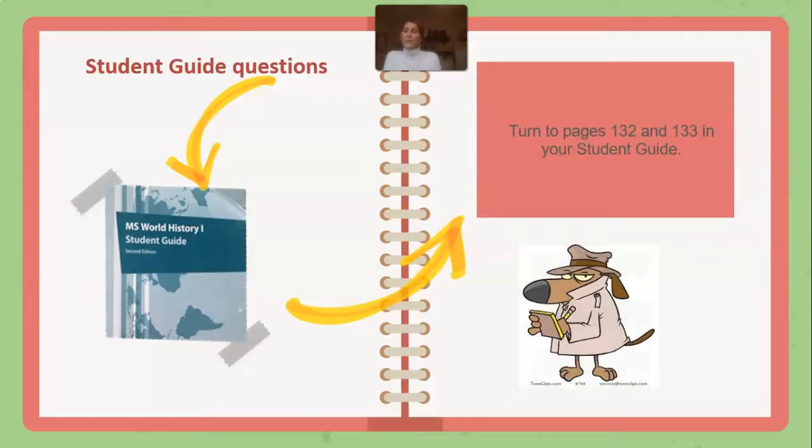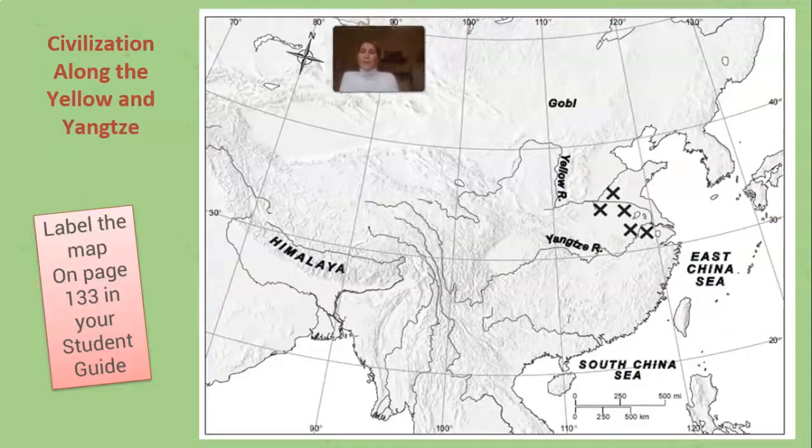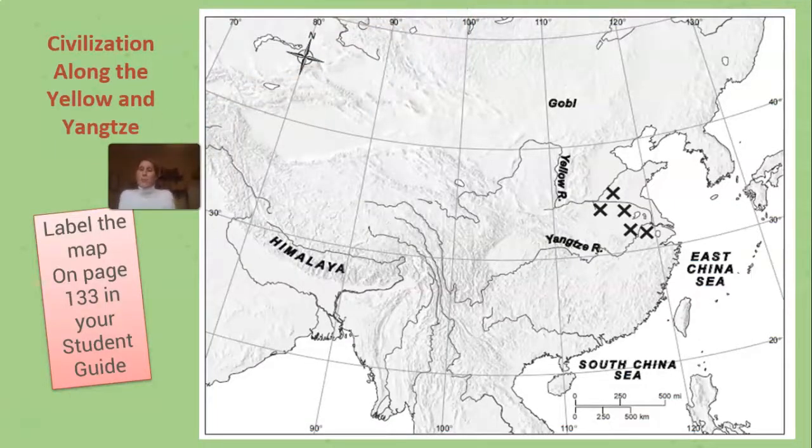So now I'd like you to open your student guide to pages 132 and 133. There's not a lot of writing space on page 132, so you can kind of fit things in there. On your map, you're going to go ahead and fill in your map. So take a look at the map on page 133. This is labeled in your student guide on page 132 on the left-hand side. It asks you to label certain things.